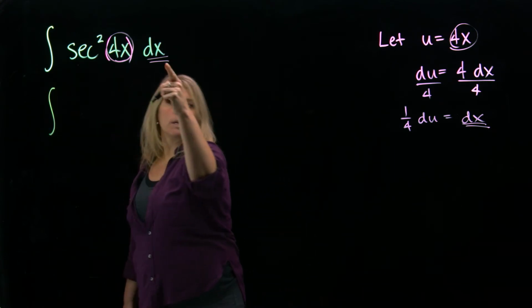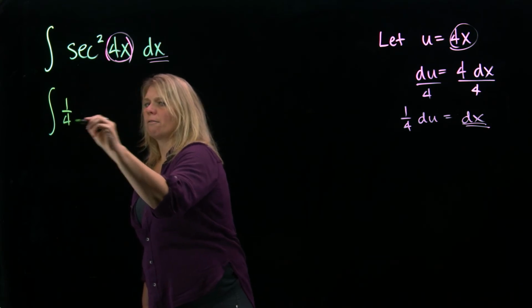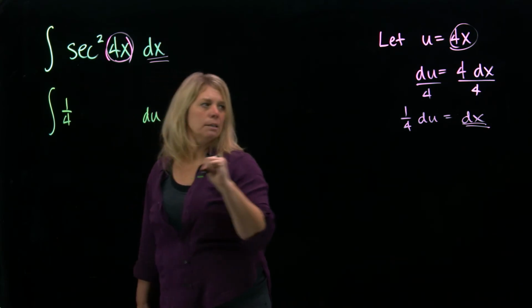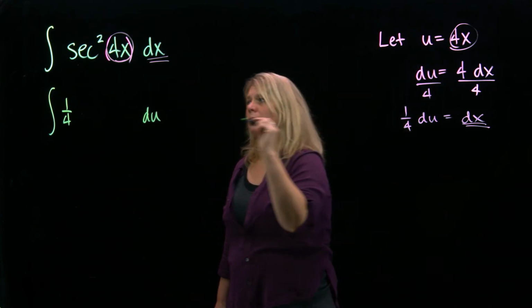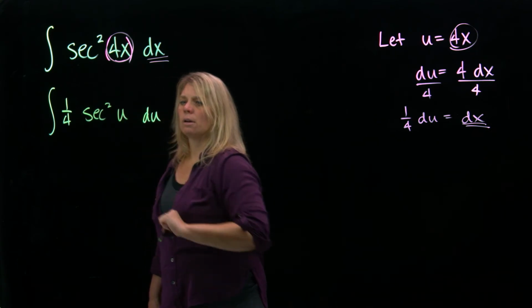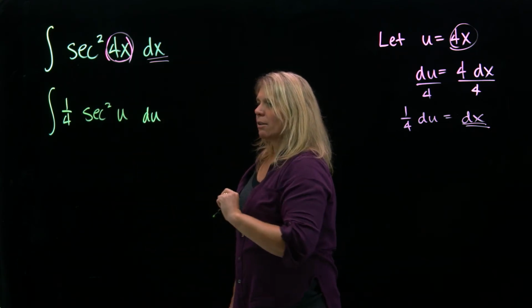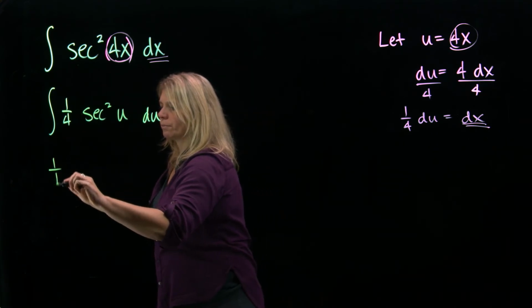Okay, so in place of the dx, I'll put 1/4 du, put the 1/4 out front, my du here at the end. And then in place of the 4x, I'm going to put what 4x is, u. So I'll have secant squared of u. And now I need to find the antiderivative of that with respect to u. The 1/4 will come along.